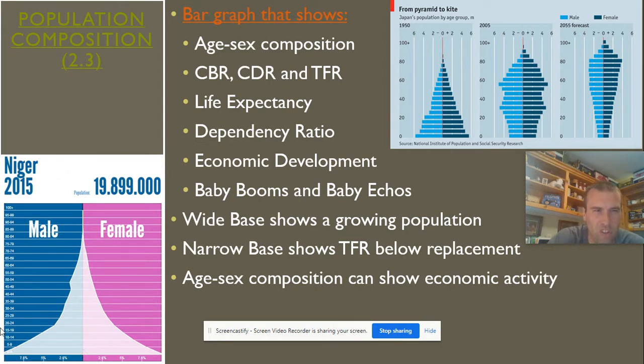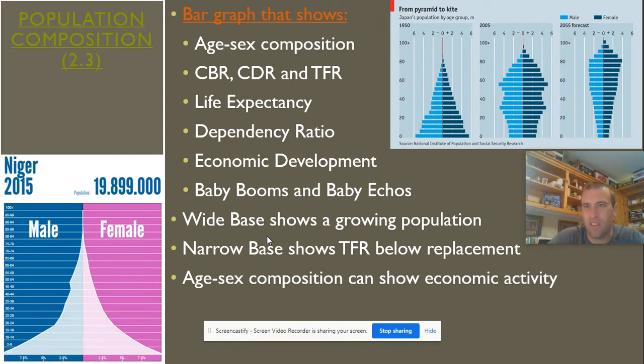First of all, where it significantly starts to drop off, there's your life expectancy. It can show you dependency ratio, the number of people under 15 and over 65. It can show you economic development by showing where opportunities are and where they're not. Baby booms and then baby echoes. A baby echo is when the baby boom has babies, which I'll show you as well. And then the narrow base can show total fertility rate.